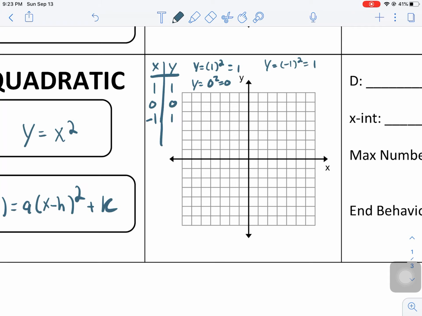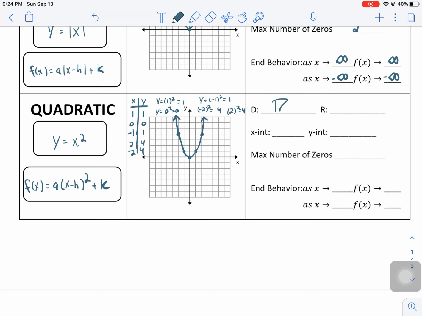Okay. It might be helpful, if you don't know what these graphs look like, to plug in a couple more points. So let's do 2 and negative 2 just to be safe. If we did negative 2 squared, that gives us 4. Positive 2 squared gives us 4. So both of these are 4. So we go (0, 0), (1, 1), (negative 1, 1), (positive 2, positive 4), (negative 2, positive 4). Okay. So our quadratic looks like this.